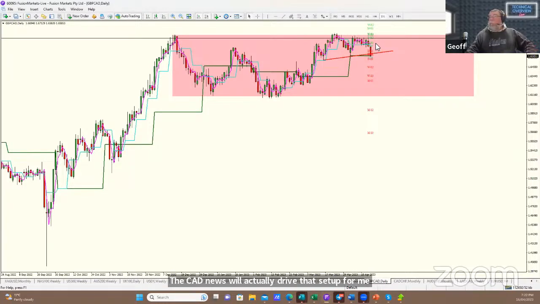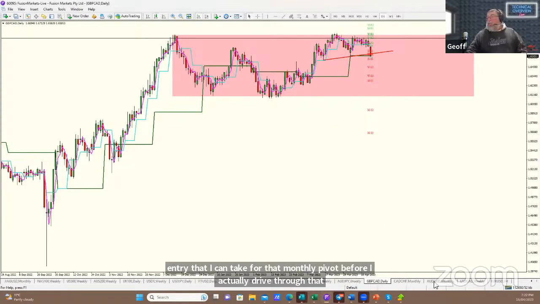So price back to here. So maybe we get some bad news on the CAD and the pound rallies, but doesn't take out these highs, gives me a lower high. Then I've got an entry that I can take profit at the monthly pivot before I actually drive through that level. So that's pound CAD.